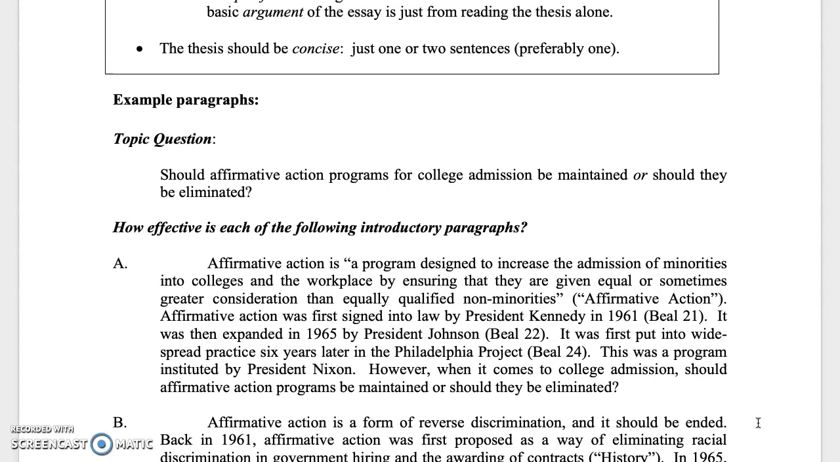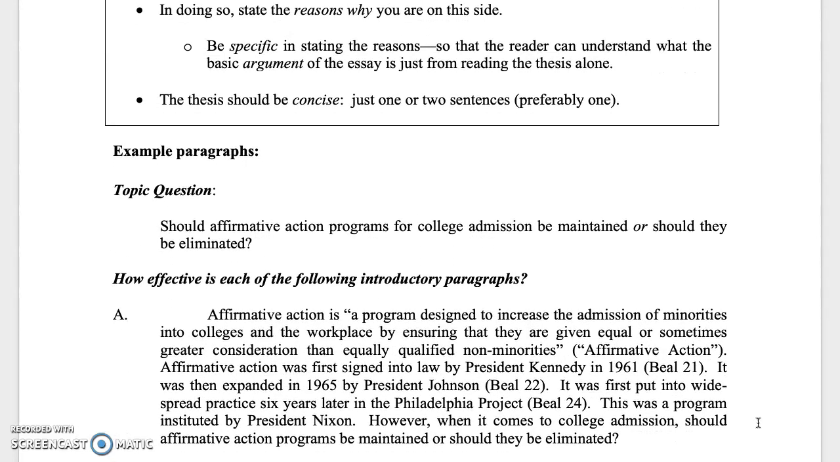As we come to each one, you can pause the video, read it, think about how effective it is, and then come back and hear my commentary.